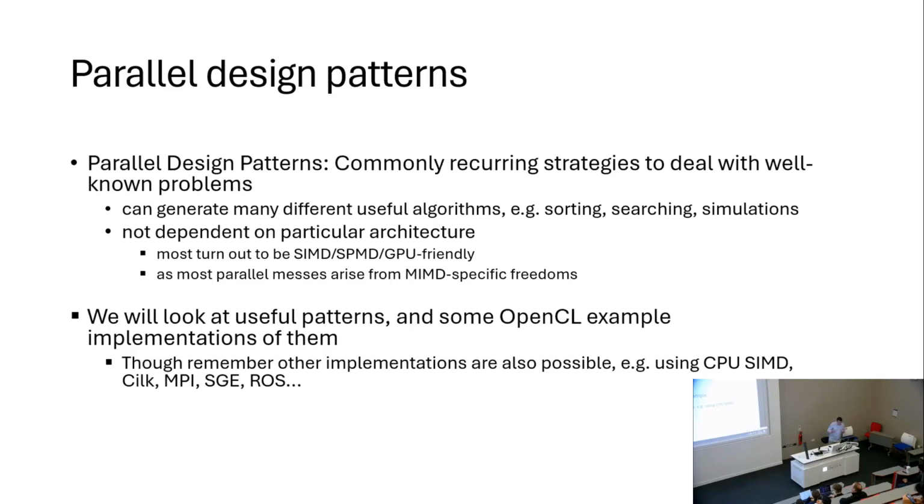So we'll start looking at them next week. We'll do some of them in the workshops as well. We will be doing the workshops still in OpenCL, but remember the patterns can apply to anything. They can apply to all these other technologies like Cilk and MPI, even ROS, if you're doing robotics. ROS is a parallel system. And you can take a pattern and you can use it to generate many different algorithms.